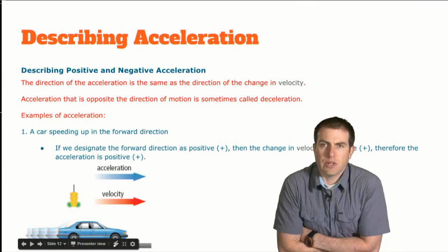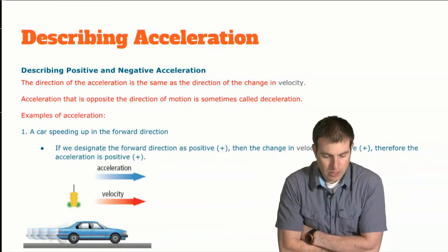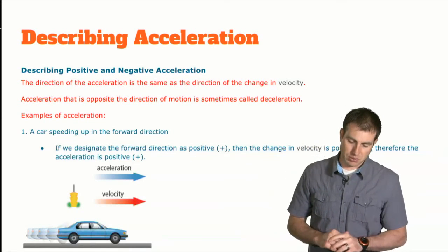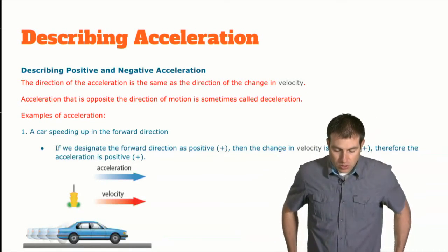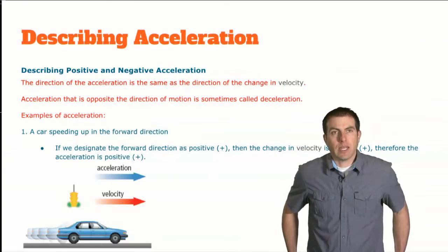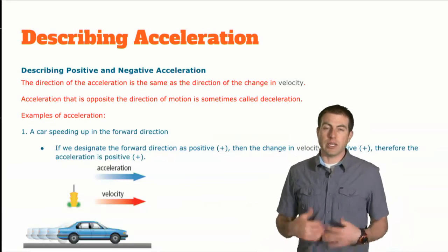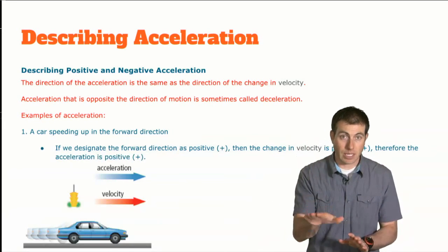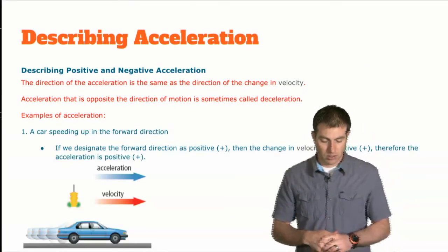Positive and negative acceleration. This is why acceleration can get a bit tricky, because your acceleration can be negative sometimes. What does that mean? So if you're in a car and you're speeding up in the forward direction, this is kind of like you're at a stoplight, the light goes green, you increase your velocity. You put your foot on the accelerator, which is called an accelerator because it accelerates your car.